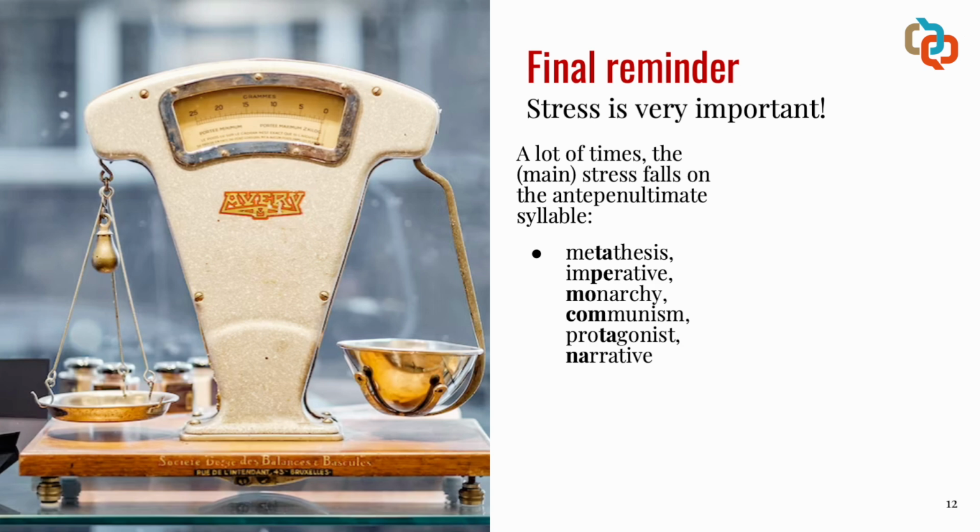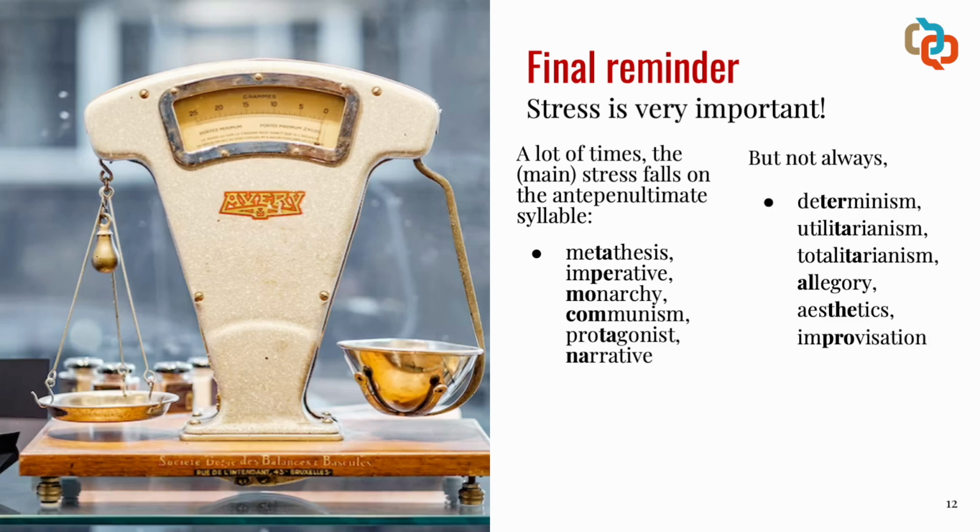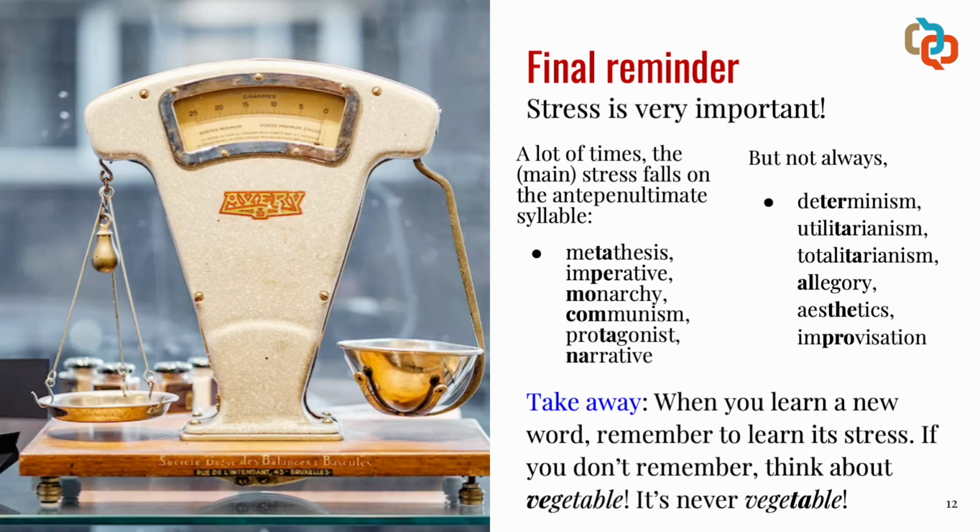Examples like metathesis, 前后错位, not metathesis. However, this is only a tendency. There are of course words bearing stress on other syllables, such as utilitarianism, 利他主义. Indeed, just like the word vegetable. You don't say vegetable just because there is a table in the word. So remember to stress on the right place.